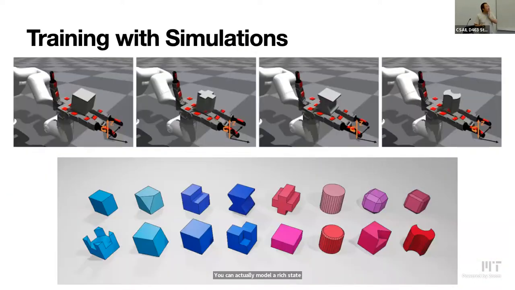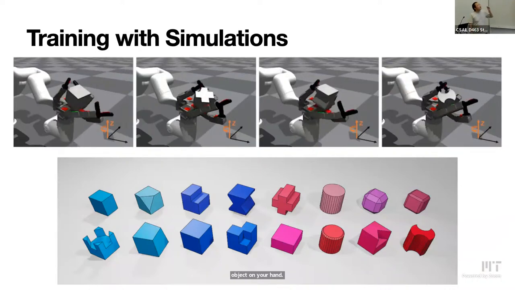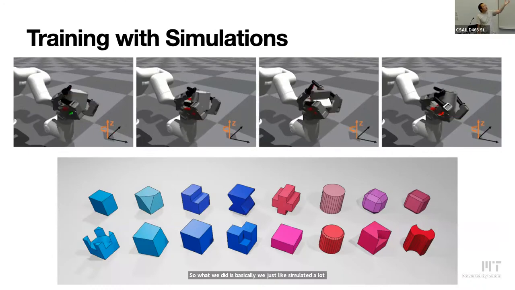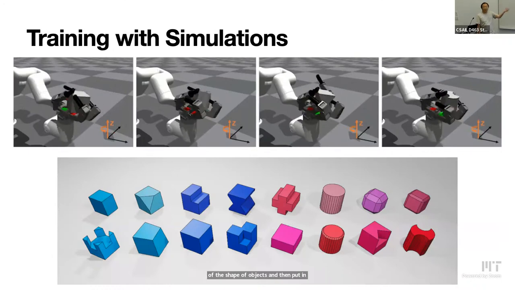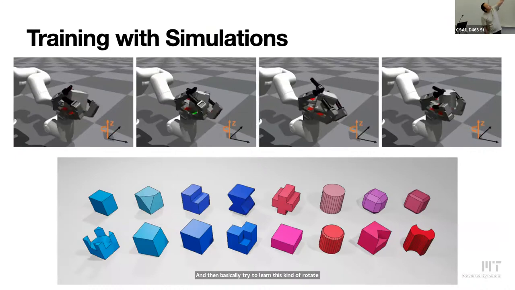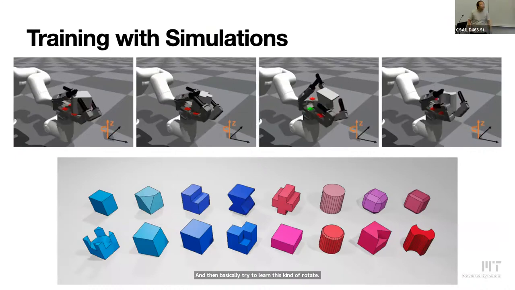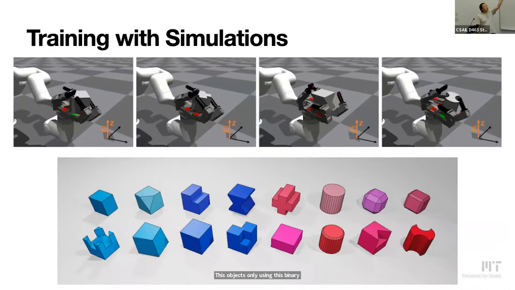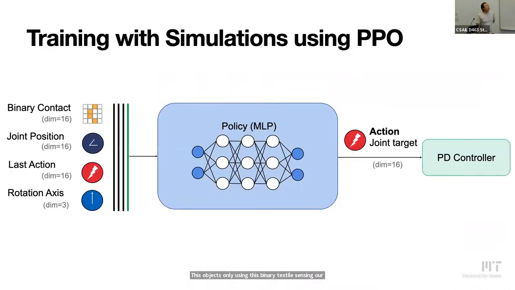What we did is simulate a lot of object shapes, put them in Isaac Gym, and try to learn to rotate these objects using only this binary tactile sensing as input. We train a PPO reinforcement learning policy on top and then directly generalize to the real world. I don't want to go into the policy, it's very simple. It's just a few layers of networks, but it takes the contact information and the current state of the robot as input, and then outputs the action.